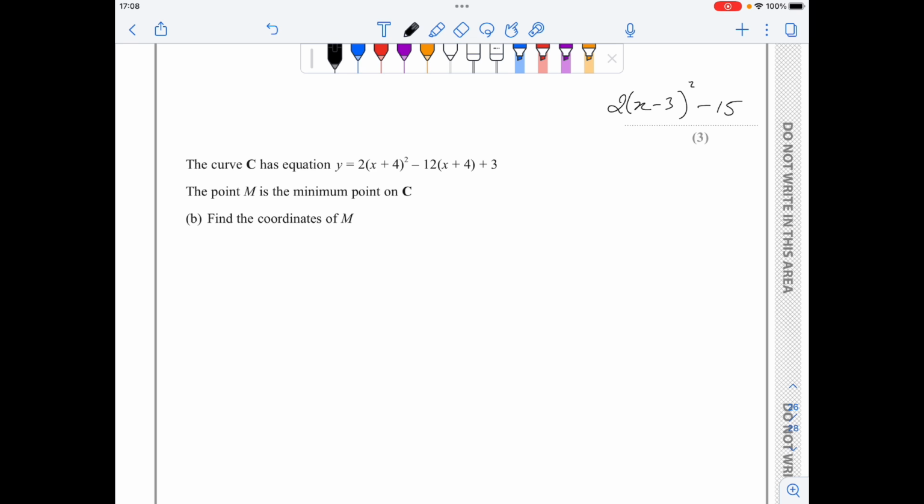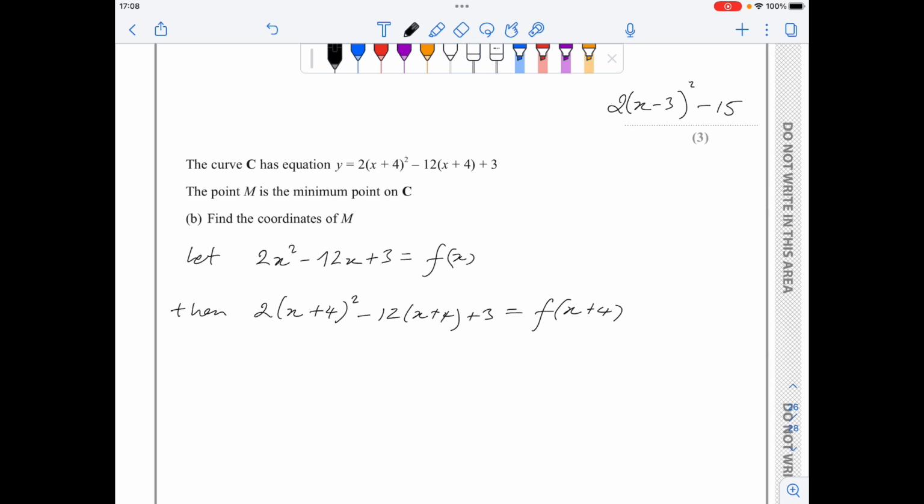For part B, you just need to recognize the relationship of this expression to the expression above. Now I'll write this down for you. If I let 2x squared minus 12x plus 3 be equal to f of x, then this given expression, 2 times x plus 4 squared minus 12 times x plus 4 plus 3, is basically equal to f of x plus 4. And in terms of transformations, this is a translation 4 units to the left.